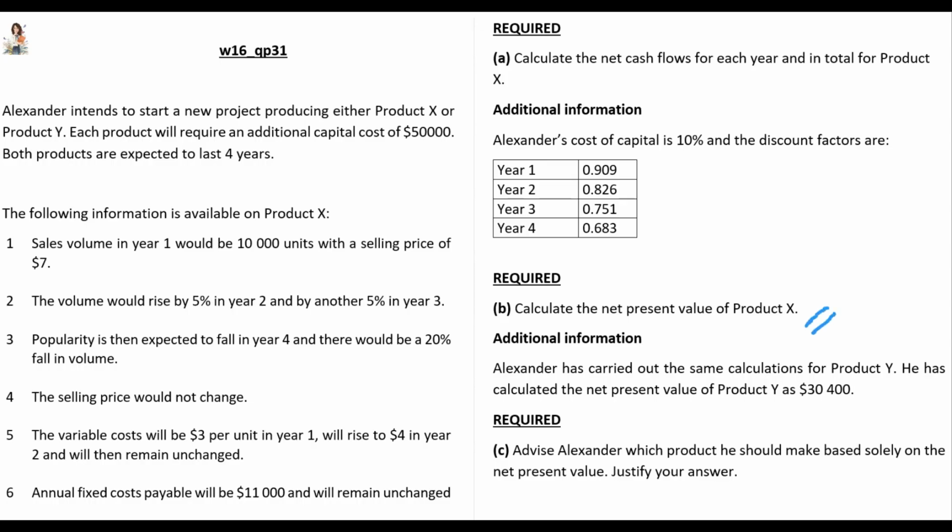Up to this point in the question, we have been provided information regarding product X, and we have also solved for product X. But now we have been given information regarding product Y. So we have been told that Alexander has carried out the same calculations for product Y, and he found out that the net present value for product Y is $30,400. We are required in part C to advise Alexander which product he should make solely based on the net present value, and we also have to justify our answer.